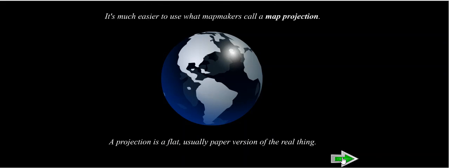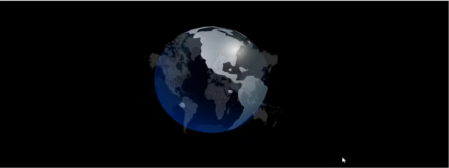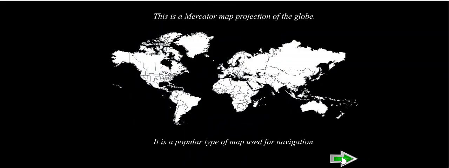It's much easier to use what mapmakers call a map projection. A projection is a flat, usually paper version of the real thing. This is a Mercator map projection of the globe. It is a popular type of map used for navigation.